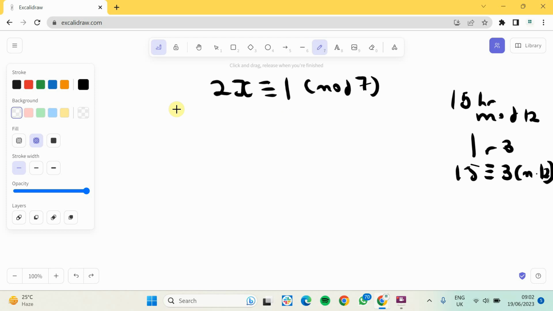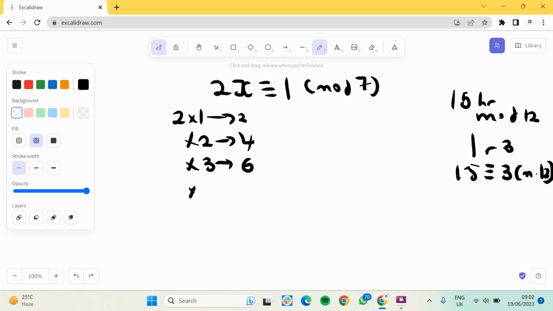Let's look at it. So 2 times 1 is what? 2, right? Times 2 is what? 4, right? Times 3 is what? 6, right? If I do 6 divided by 7, it will be 0 remainder 6. If I do 2 divided by 7, it will be 0 remainder 2. So I've not gotten the value that will give me 1.